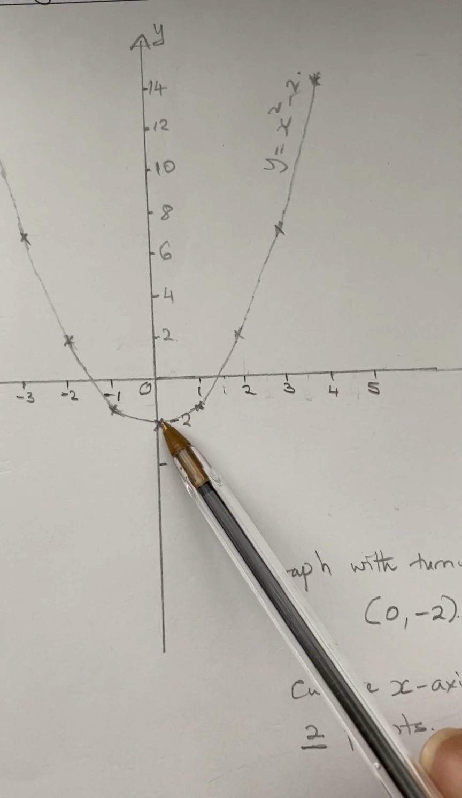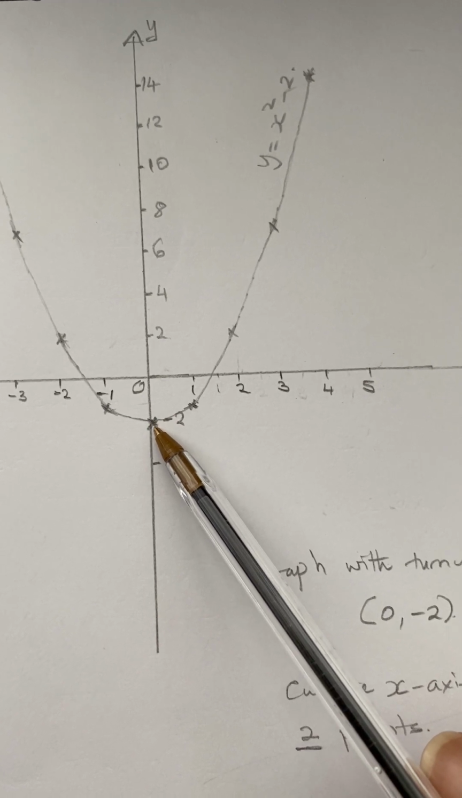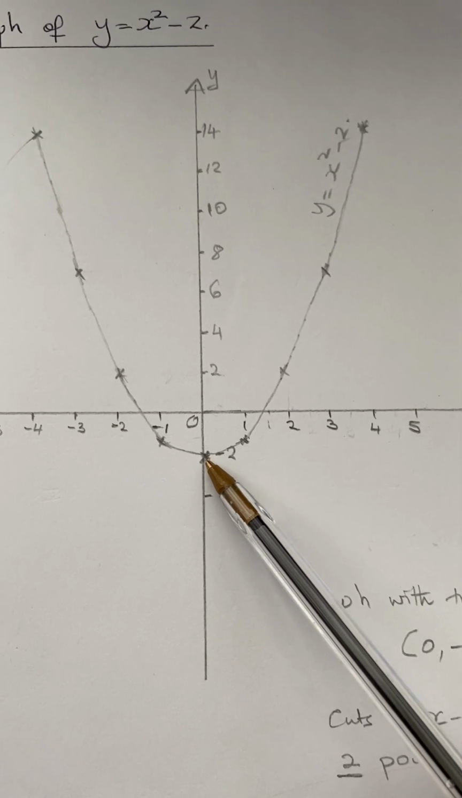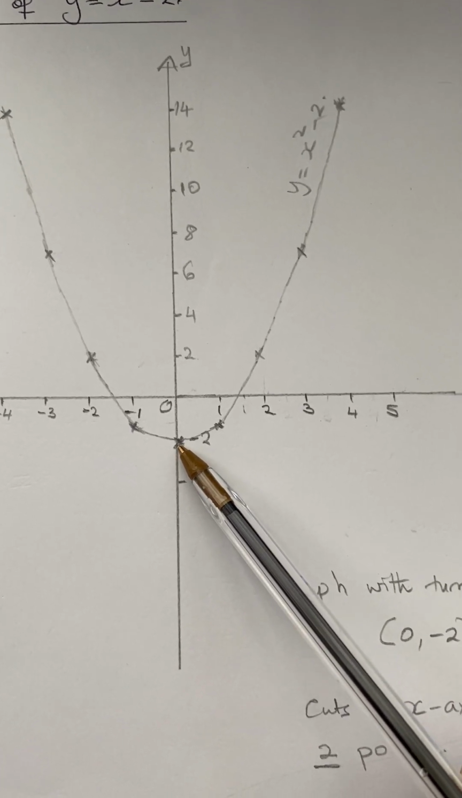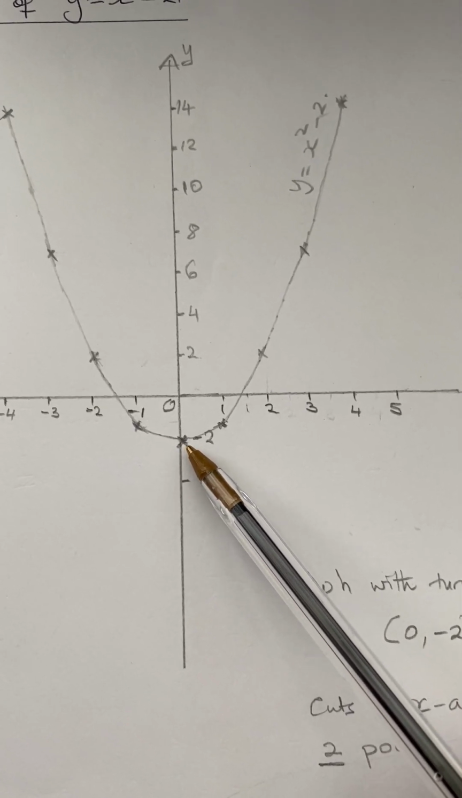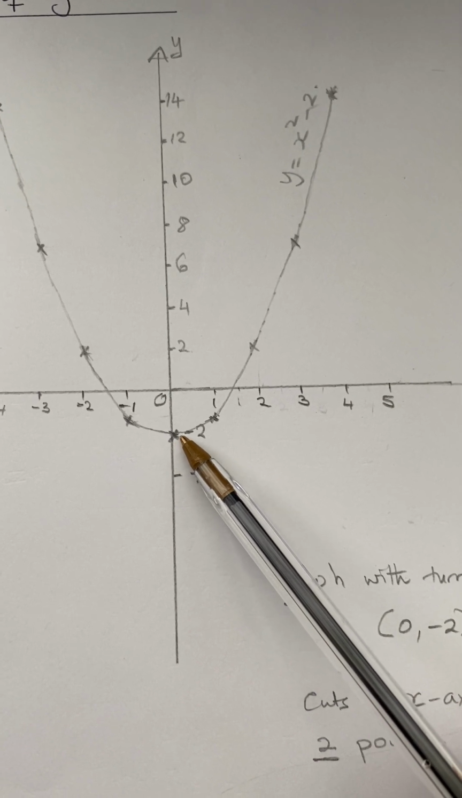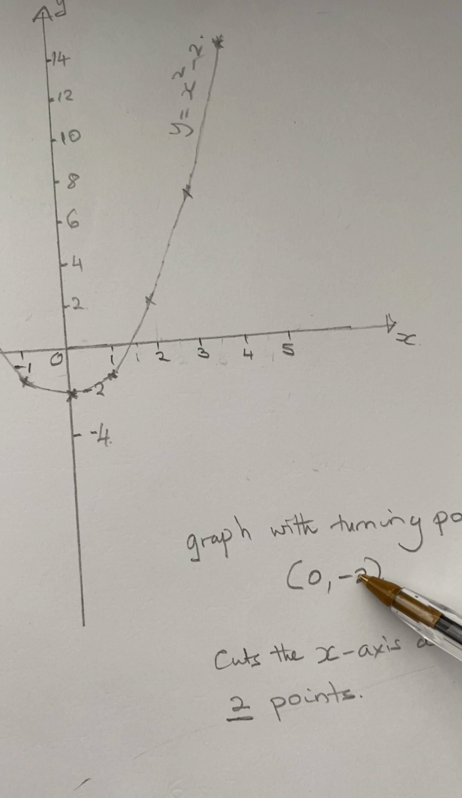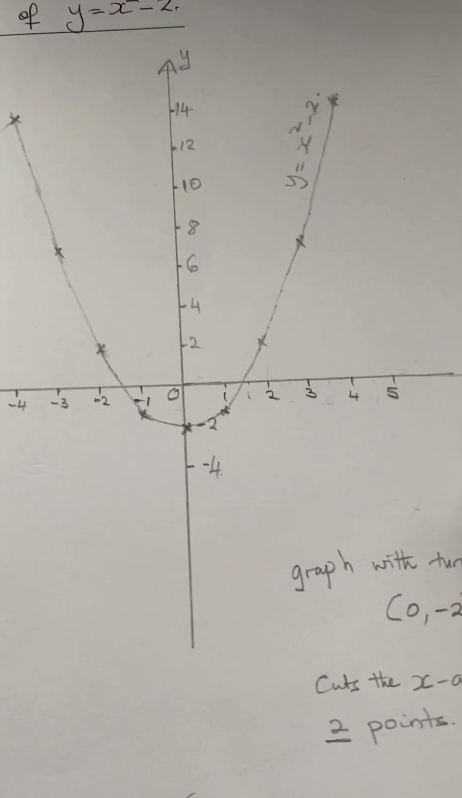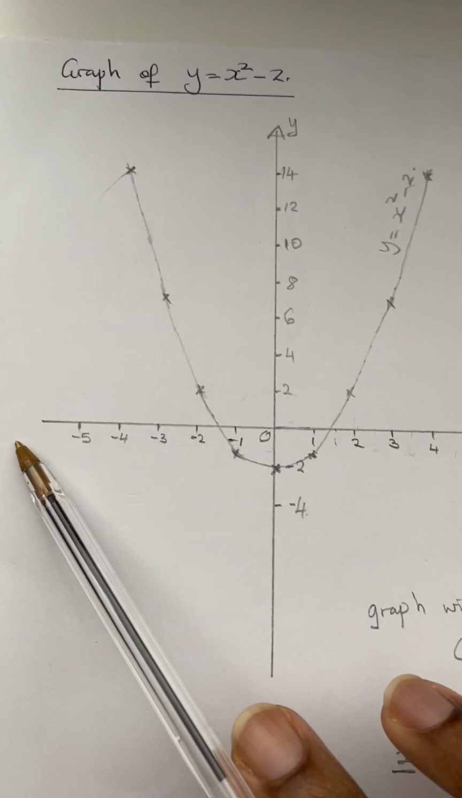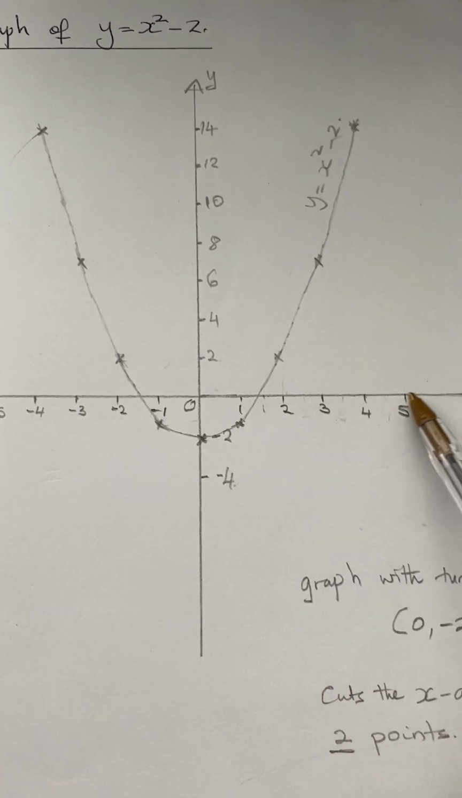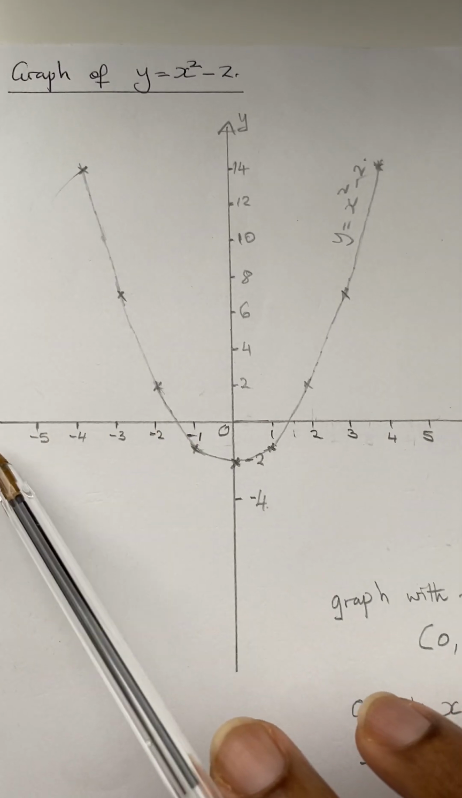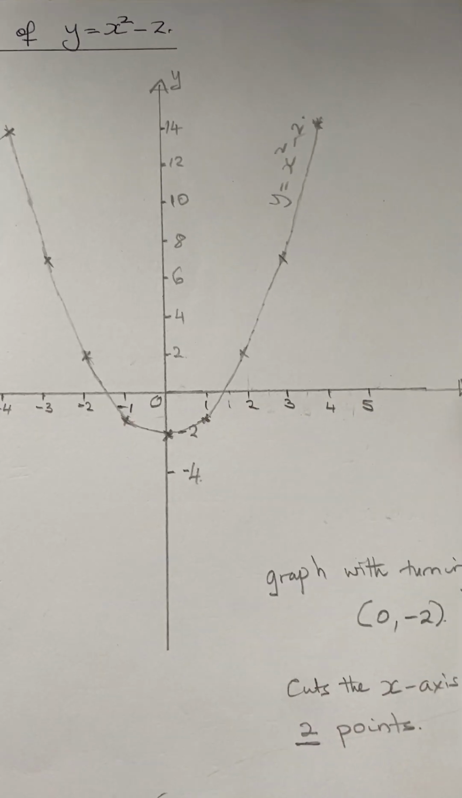So now this is our turning point here. So assuming they ask us to find the turning point on the graph, then this will be the point we'll give, which is 0, minus 2. Now on this line, the x-axis, y equals 0. So this is the line y equals 0.